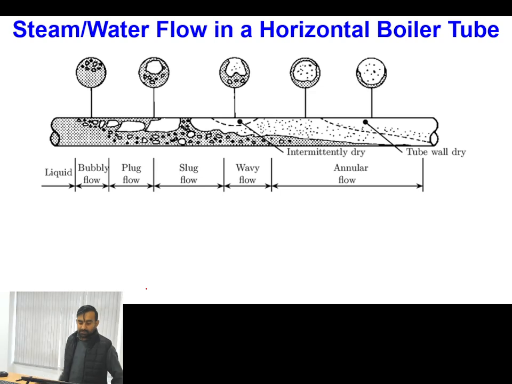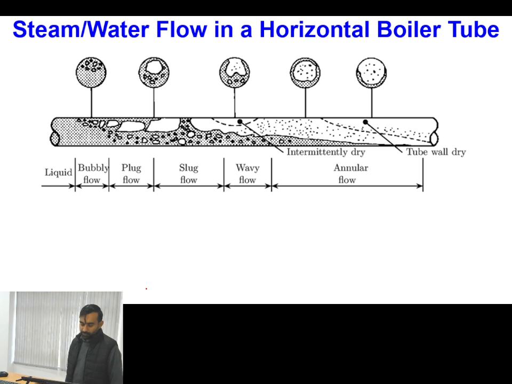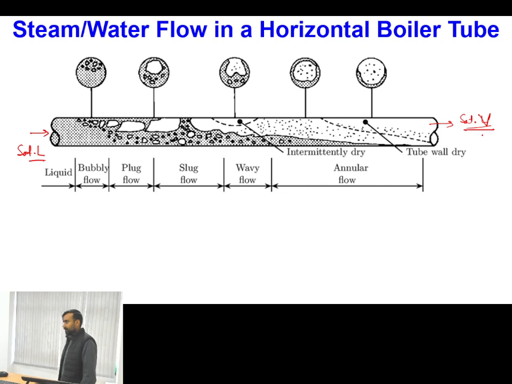Now this is about steam water flow in a horizontal water boiler tube. So what happens in a horizontal boiler tube? Again, the saturated liquid will be entering at this point, and here I should have saturated or superheated vapor.